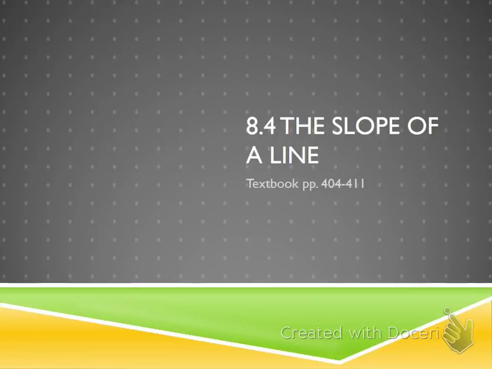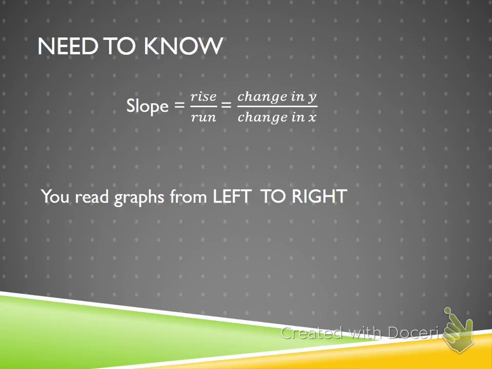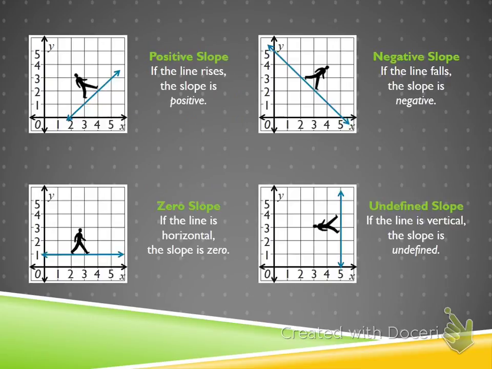So today we're in 8.4, slope of a line. We wrote down this formula. Slope is rise over run, and we read graphs from left to right. Now let's look at these images.